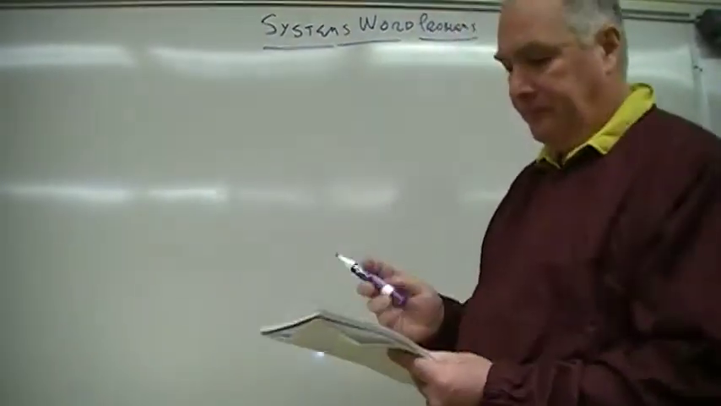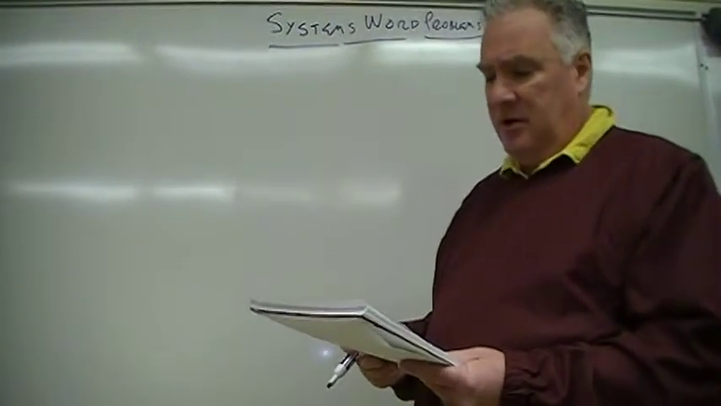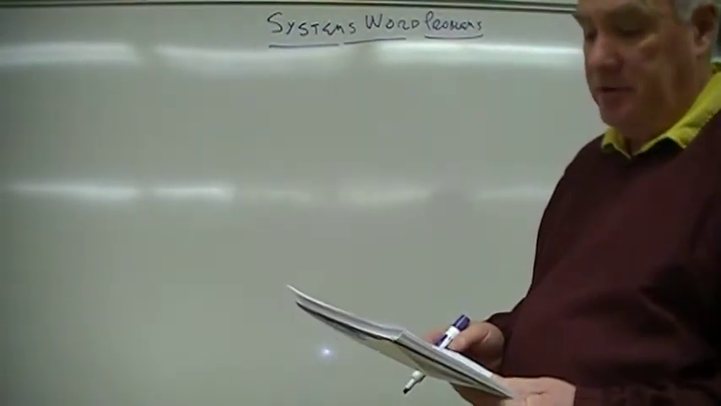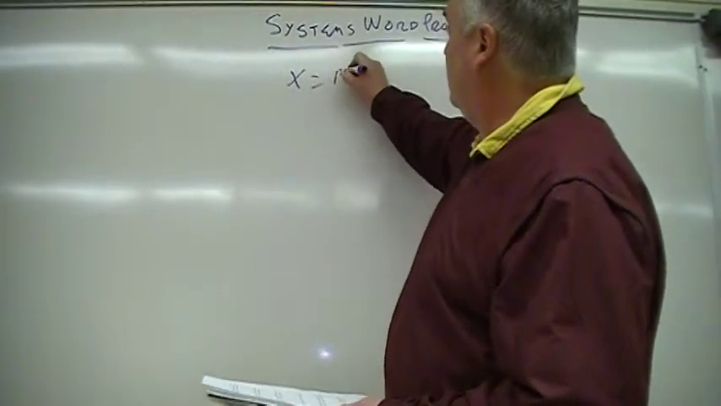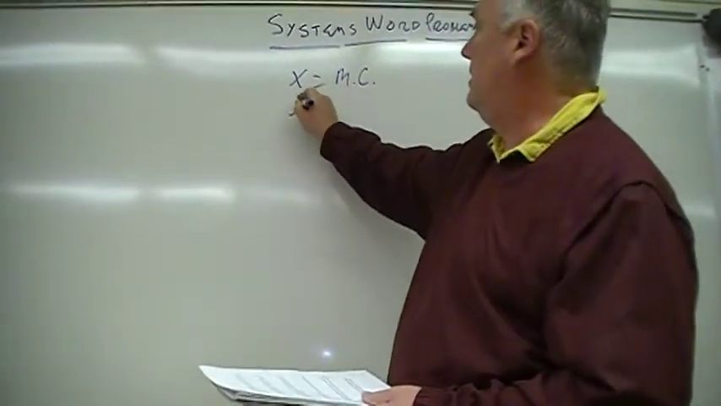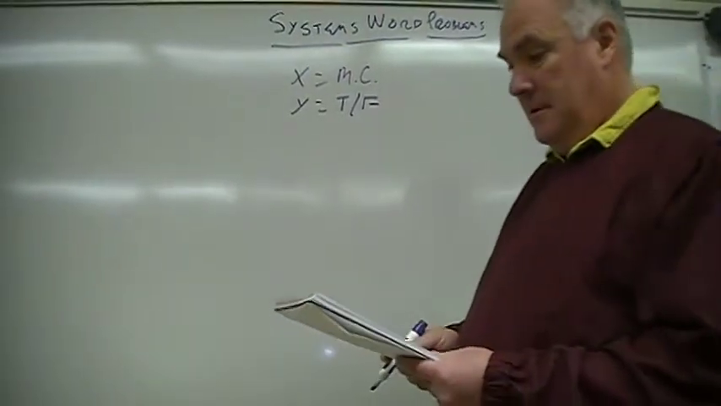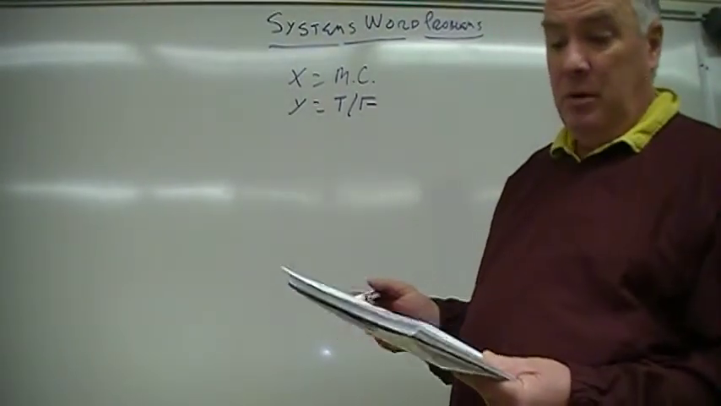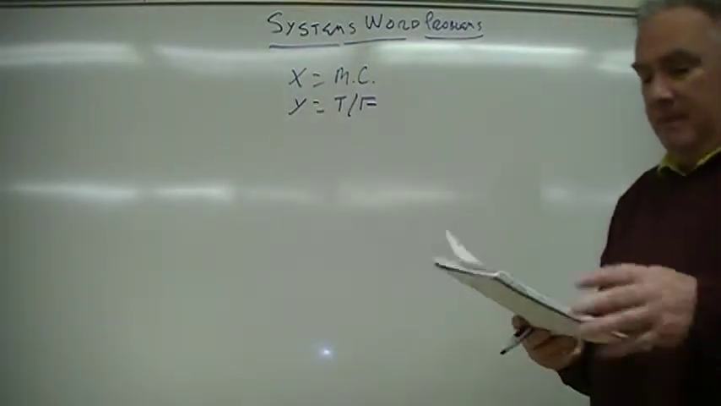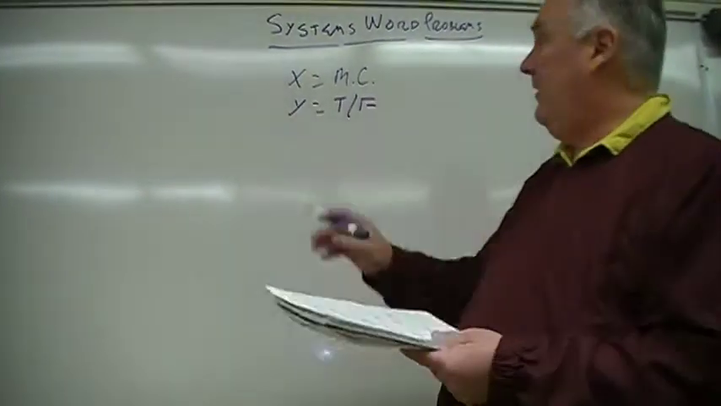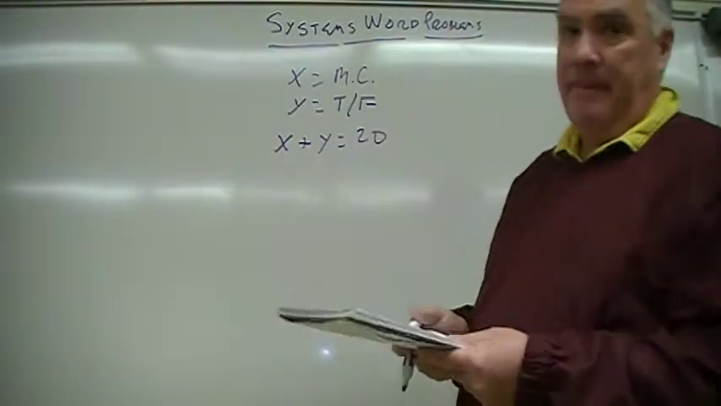One more. The test has 20 questions worth 100 points, true-false questions and multiple choice. So we need to know how many multiple choice and how many true-false. X equals multiple choice, Y equals true-false. 20 questions total. Now, the word 20 is not written as a number, it's written as a word. It's important to be able to read and figure out how many of each of these. X plus Y equals 20.